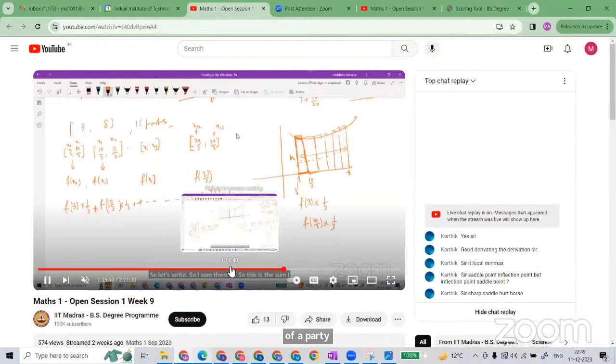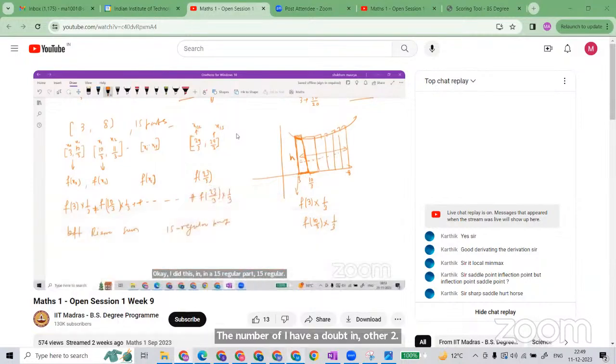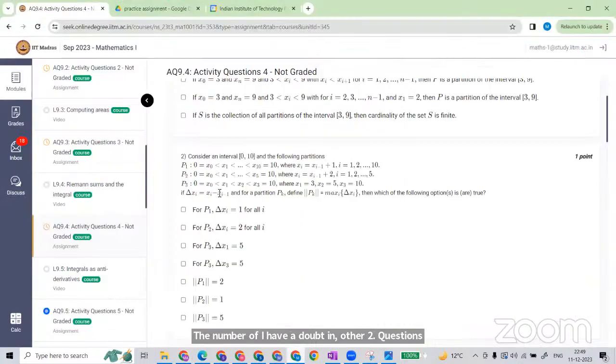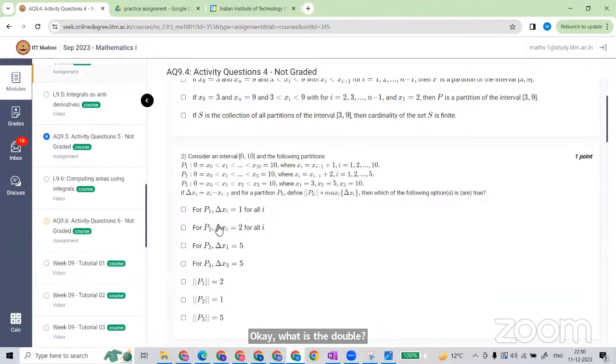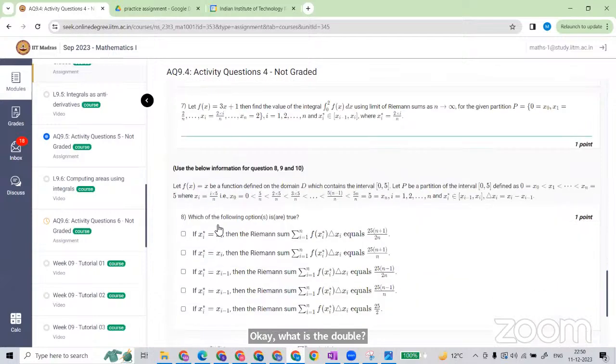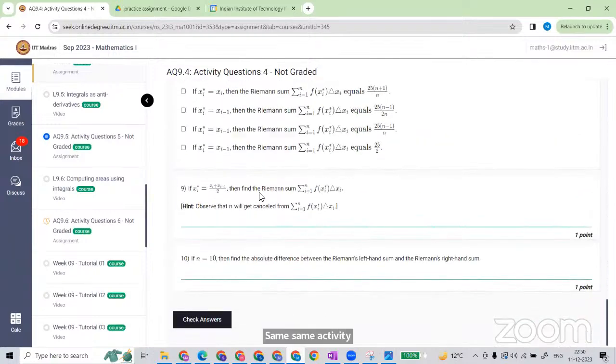You can watch it slowly. Whatever question 10 you are saying, I have discussed that also, finding the norm. But I have a doubt in two other questions. Okay, what is the doubt? The 9th and 10th question in this activity. Same activity, 9, 10. Okay.